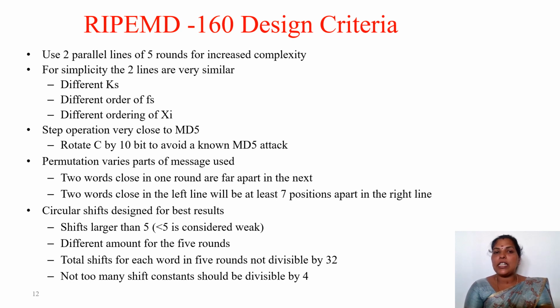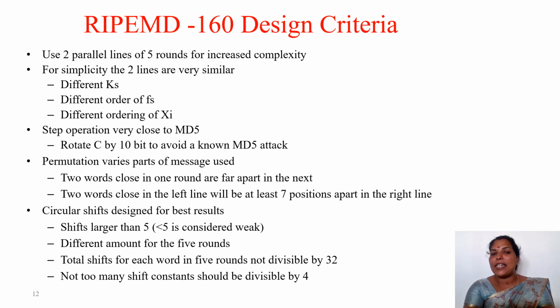Then for simplicity, the 2 lines are very similar. If you see the diagram clearly, both the lines are very similar only, so that it is simple. If you know what is happening in one single line, then a similar operation is done in the other line. So here we are using different K, different order of f's, then different ordering of Xi. Step operation is very close to MD5. We have seen the same operation, only the differences are in the round function.